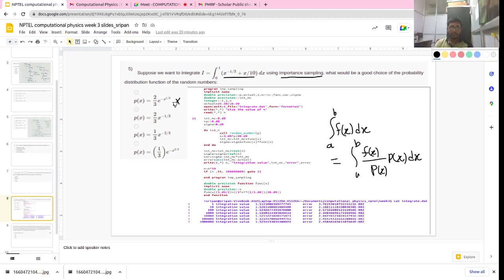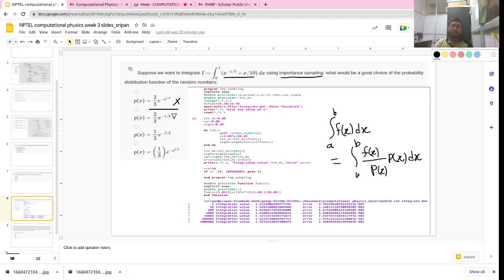And also you can see that if you take this probability distribution function to be exponential of something, then you are basically taking a probability distribution which resembles the exponential distribution, and for that case you have to maintain this limit to be 0 to infinity again. So you have to change many things if you choose this to be the distribution function.